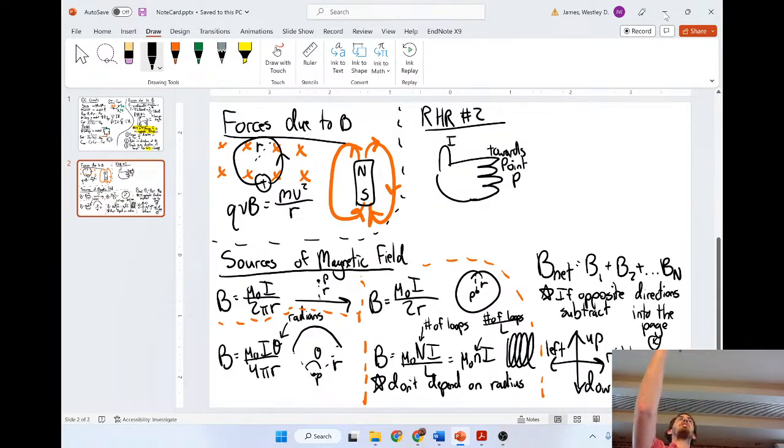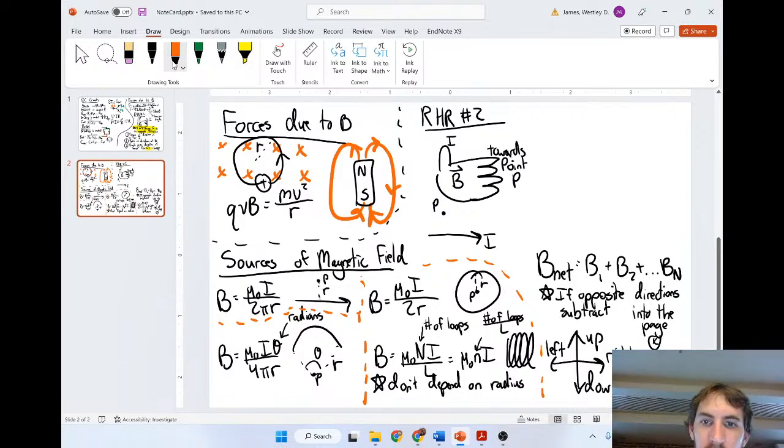You can swing your fingers 90 degrees, both things work the same. Your palm will point in the direction of the field. I've been showing you where you swing your fingers towards it. So let's just quickly show an example. Here's a wire, there's a current, there's point P, find the field at point P. Thumb in the direction of current, fingers towards point P, palm points out of the page. Magnetic field points out. Thumb, fingers, palm.